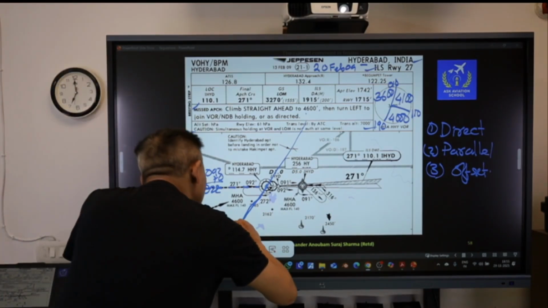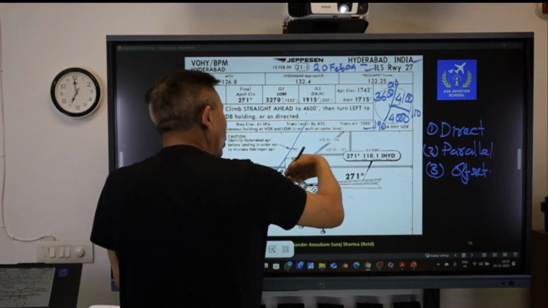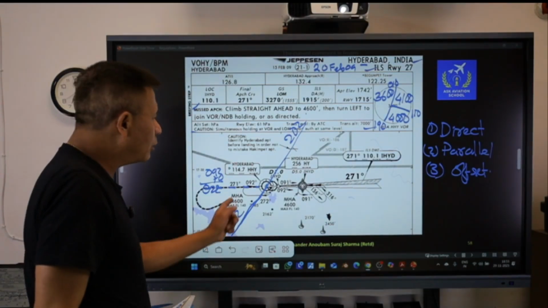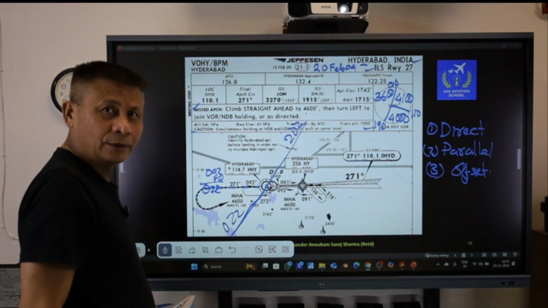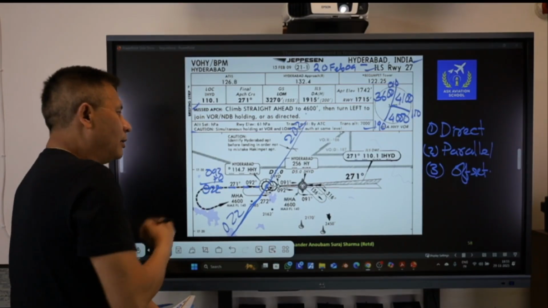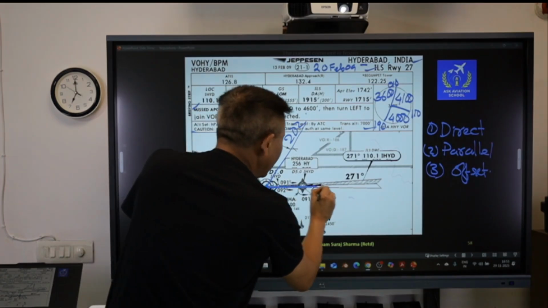Let's mark it for 022, and the opposite direction will be 202. So in order to join this hold, depending upon which direction you are approaching, I will divide this into sectors. Now let us draw the original inbound track line also here.